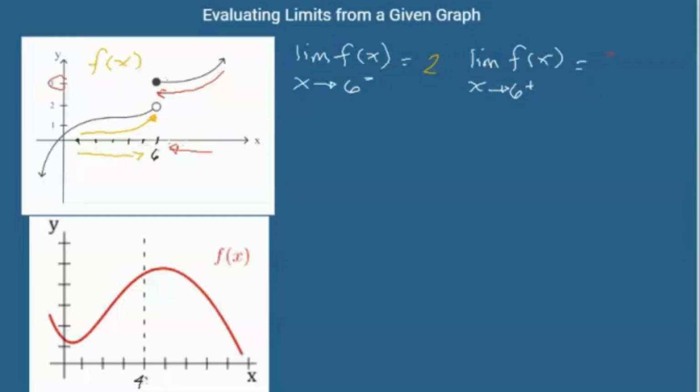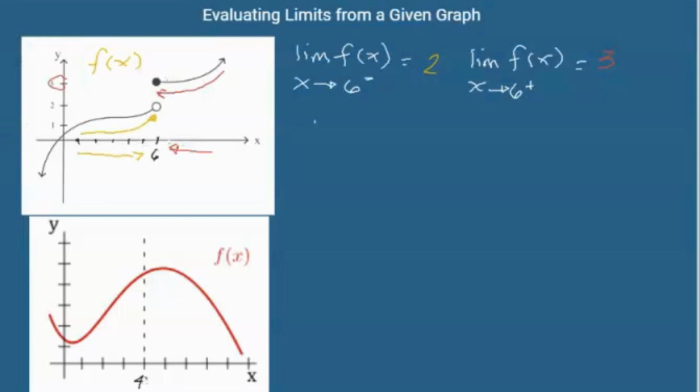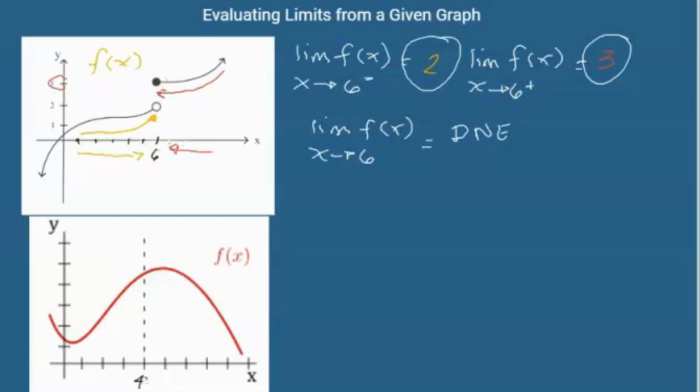Okay. So now what is the limit of this function f of x as it approaches 6? Since our left-hand limit and right-hand limit are not equal, the limit does not exist. Okay, let's go to the second graph.